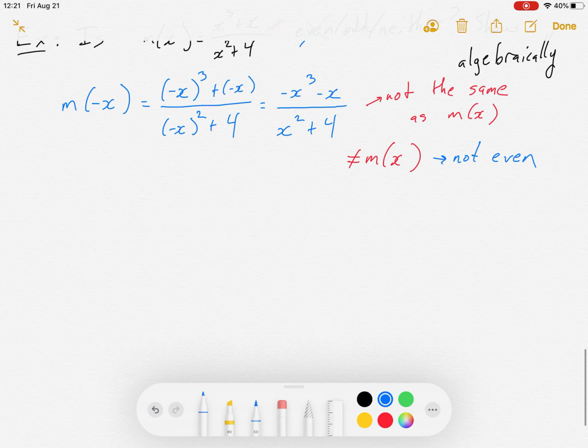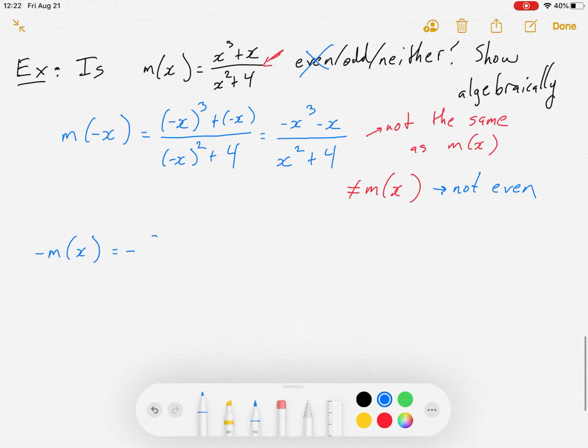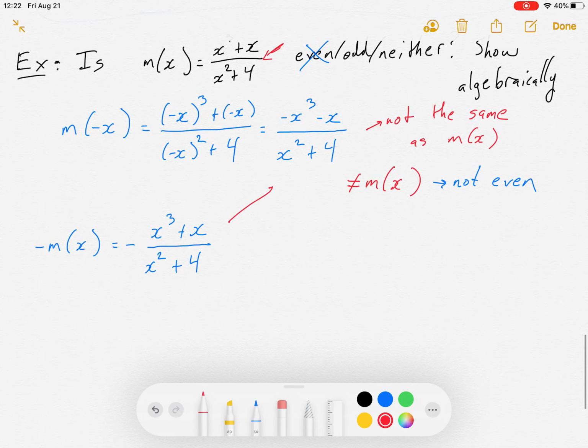Next, we need to check if it's odd. So to check if it's odd, I'm going to do negative m of x, which means it would be negative in front of the entire expression on the right of the equation, x squared plus 4. And now we need to compare these two expressions. At first glance, it might look like they are not equal, but actually they really are.